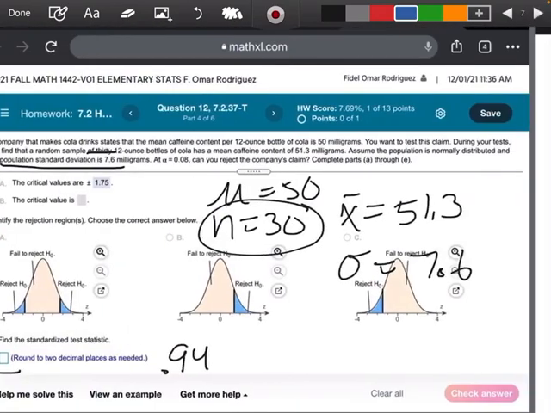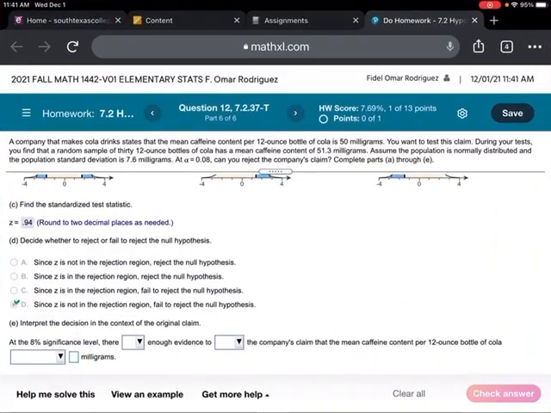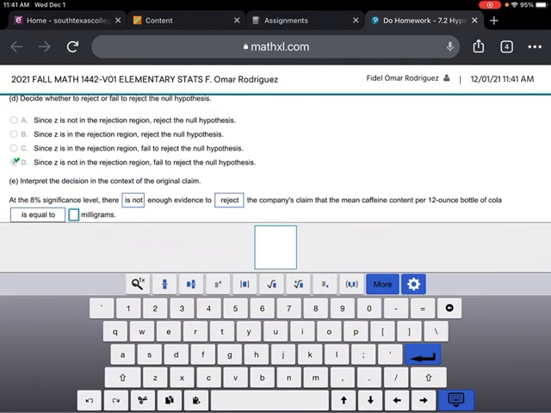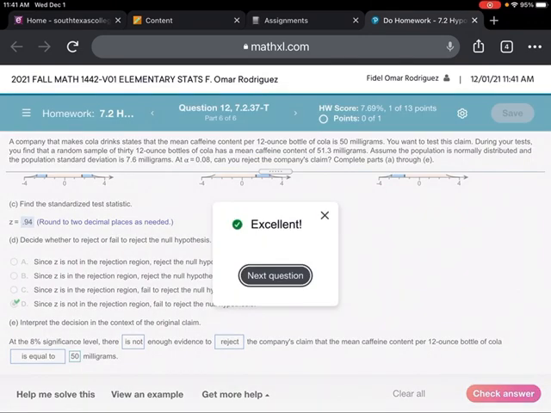So I'm going to look at my slide again. Okay, the claim was the null, and we fell in the fail to reject region. So we're going to say there is not enough evidence to reject the claim. So I'm going to come back to my problem here, and we're going to say there is not enough evidence to reject the claim that the mean content per can of cola is equal to, what was it in this case, 50 milligrams? And we're going to check our answer, and we got it, okay?